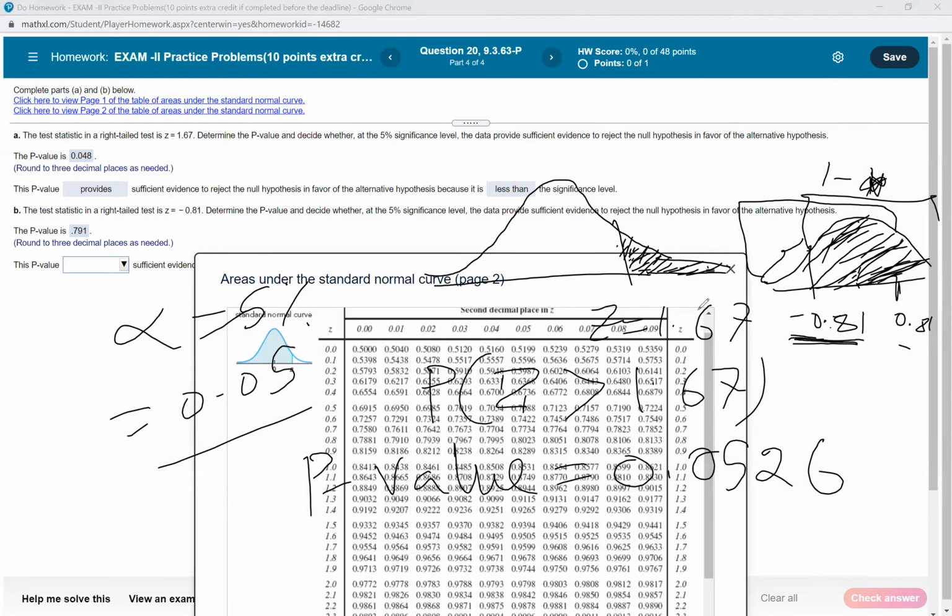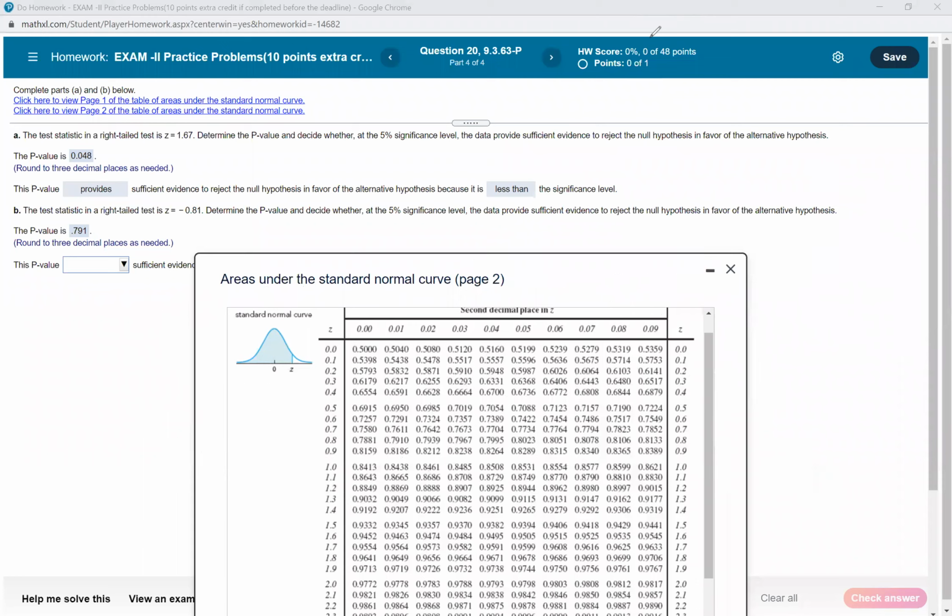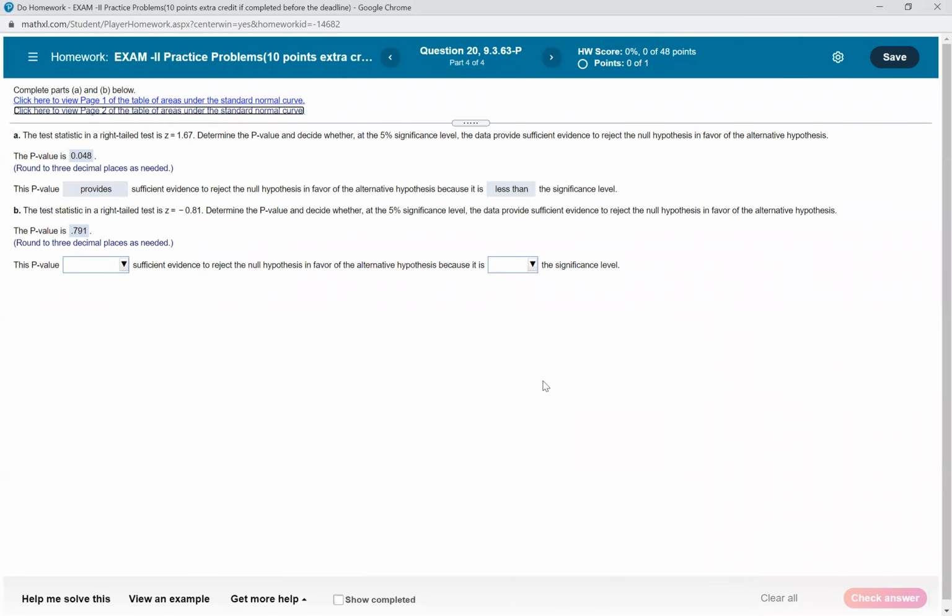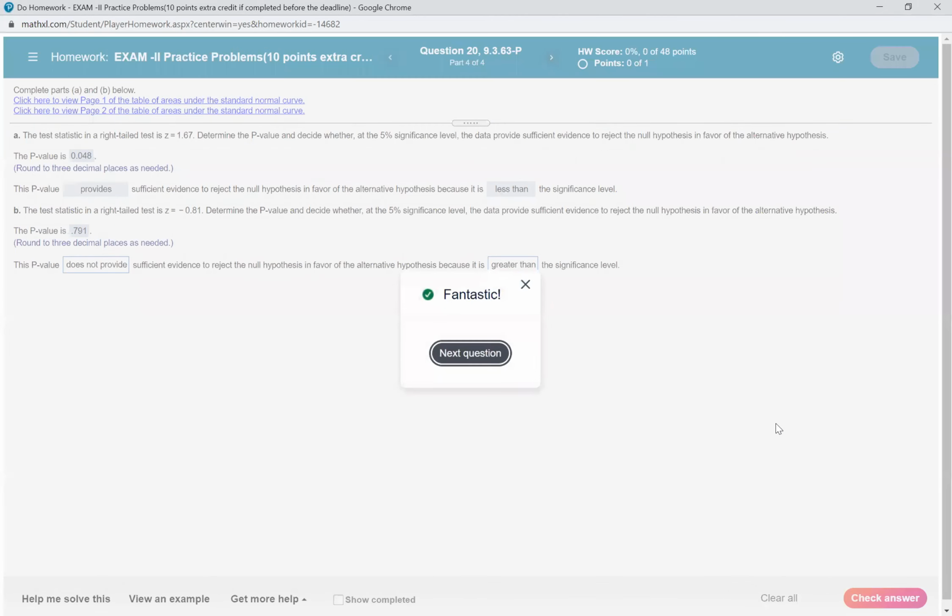Okay, so let me erase, clear everything. Okay, so now the p-value is way more than the significance level, all right? So that means the p-value doesn't provide sufficient evidence to reject the null, as the p-value is greater than the significance level. So we cannot reject the null.